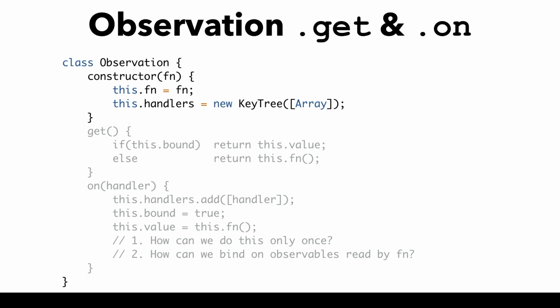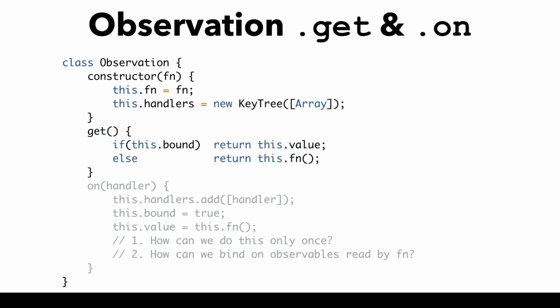To begin building the observation constructor, we'll make it take and save the evaluator function. We'll also create a tree of handlers. While this could be a plain array right now, later we'll want it to be a tree, so we'll start with a tree right now.